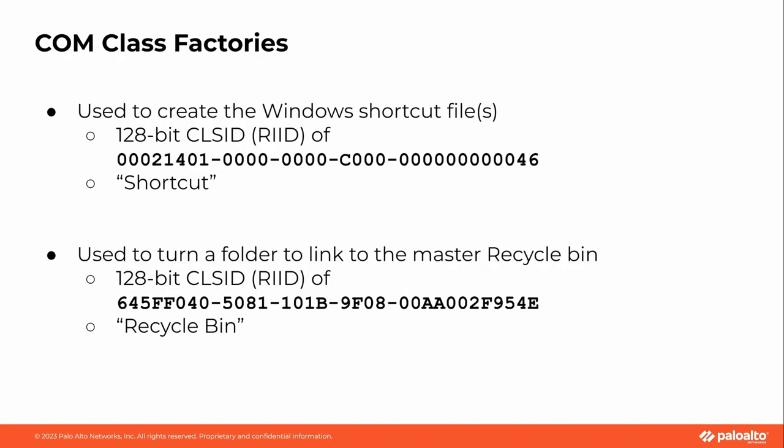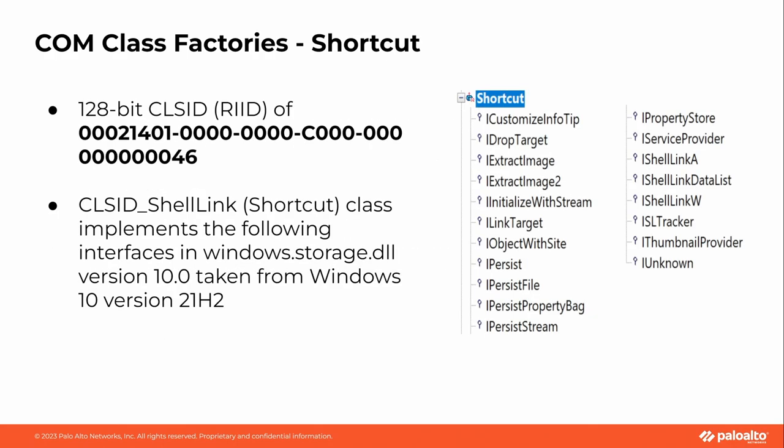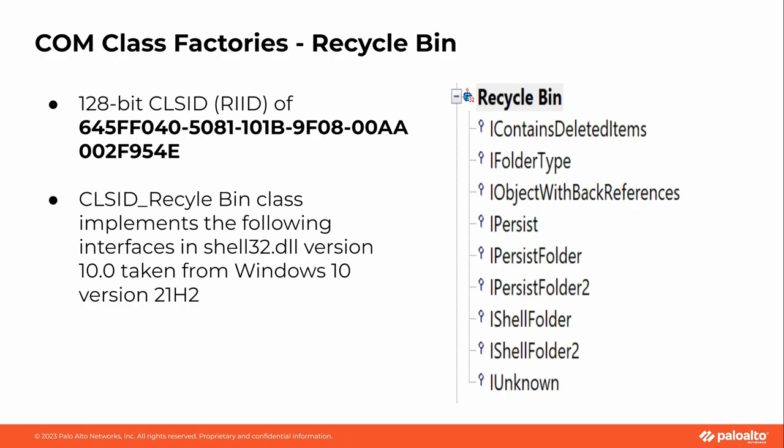As I said before, this thing uses two COM class factories, one being the shortcut and the other being the class ID, recycle bin, sorry. And these are the two corresponding class IDs, or CLSIDs, and these are unique. And once you instantiate, let's say, the shortcut, these are the different interfaces that are exposed to you. And you would use CoCreateInstance, whatever programming language you want to use. And you can see the last one is IUnknown, as I mentioned earlier. That is the base interface for all COM objects. And this is for the recycle bin.